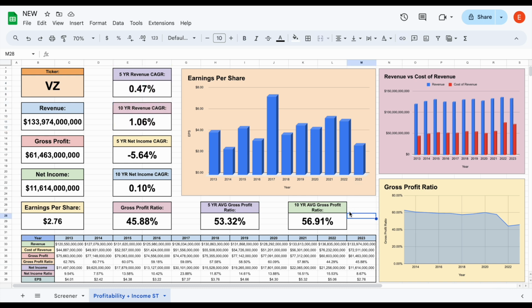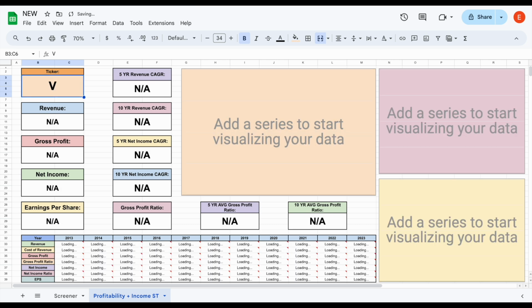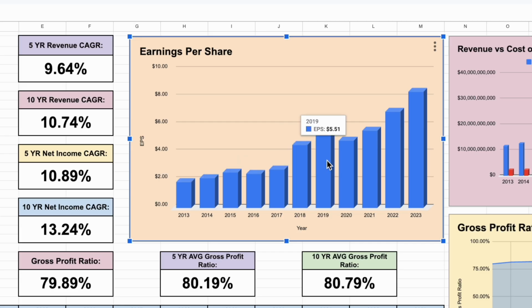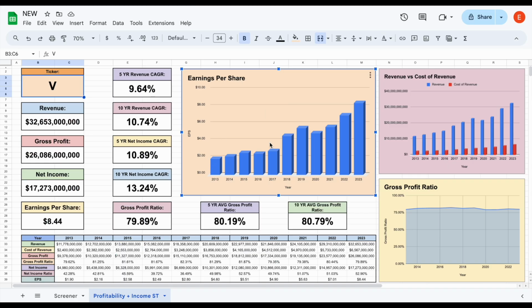Now let's look at a better example. Let's say we want to look at a company like Visa. I'll plug in V and hit enter. Now the income statement data and the profitability data we're looking at now is pretty much exactly what I want to see out of the investments that I make in my personal portfolio. For example, just look at the earnings per share. We can see very predictable and stable growth over the past decade, going from around $1.90 in 2013 to $8.44 in 2023. Pretty phenomenal earnings per share growth.